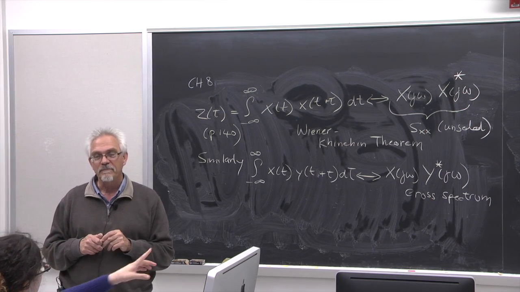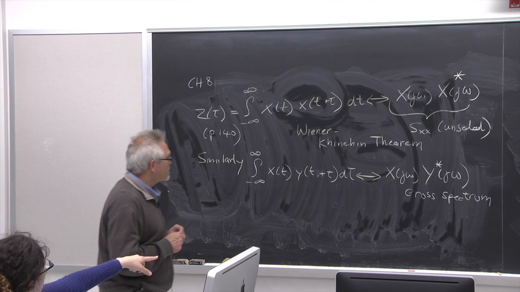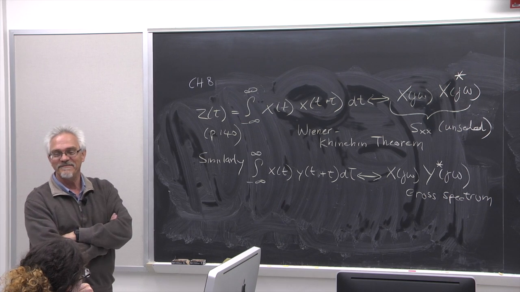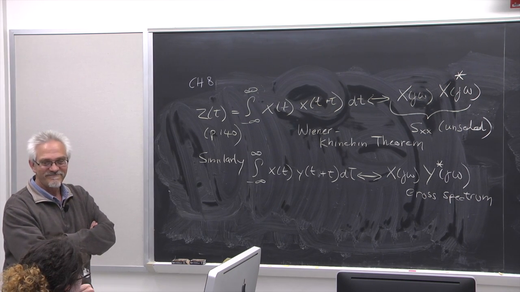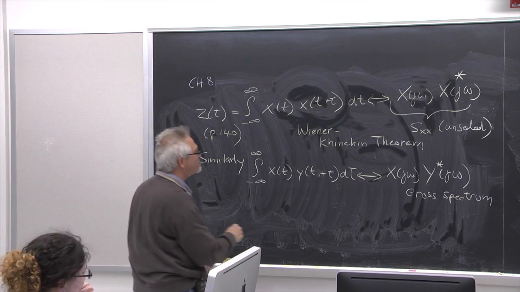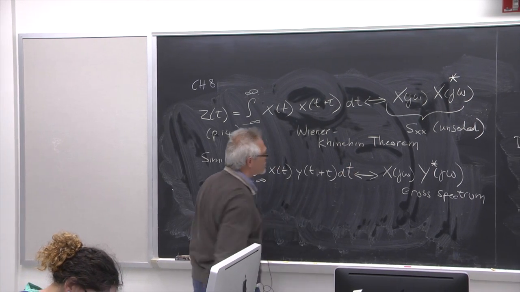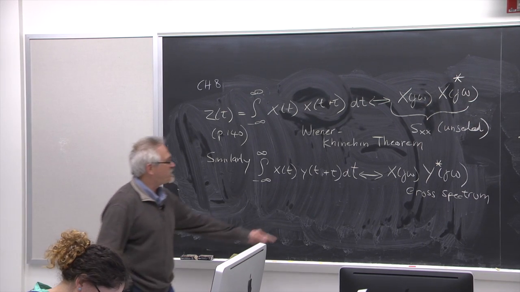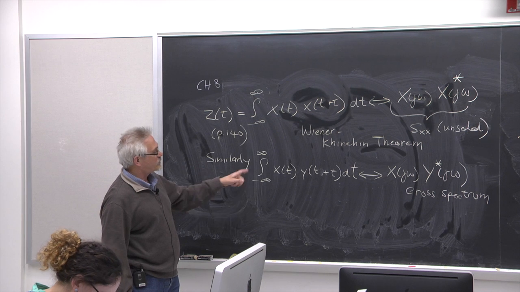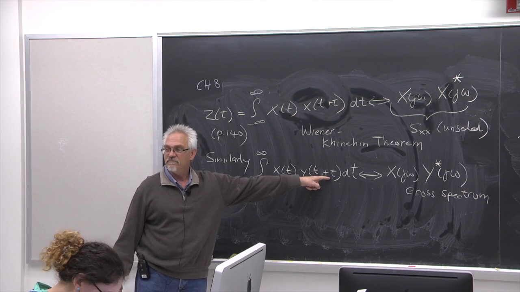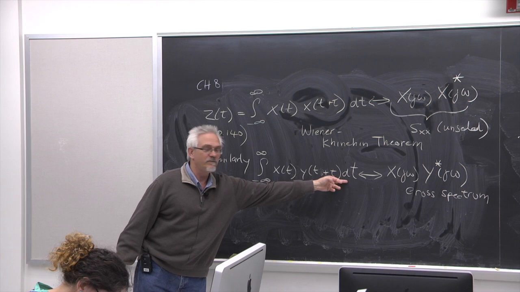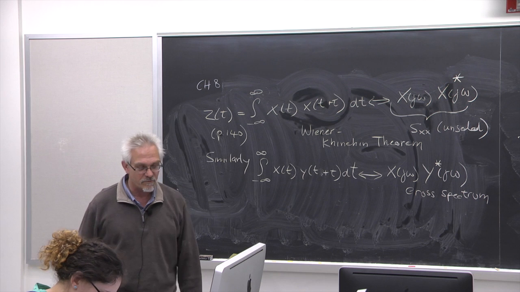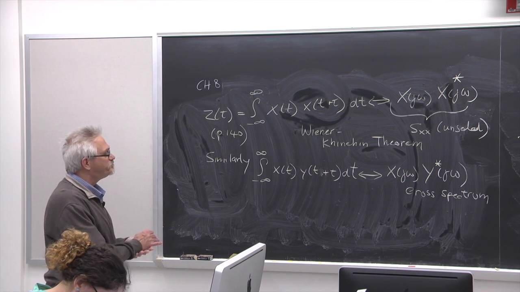Yes? Is that d tau or dt? Let me ask you this: what do you think it is? Well, I thought it would be dt. Yeah, that's absolutely correct, and I wrote it very unclearly. Thank you. It has to be dt, because the cross-correlation is a function of tau, and your integration variable can never survive the integration process. So you're absolutely correct.